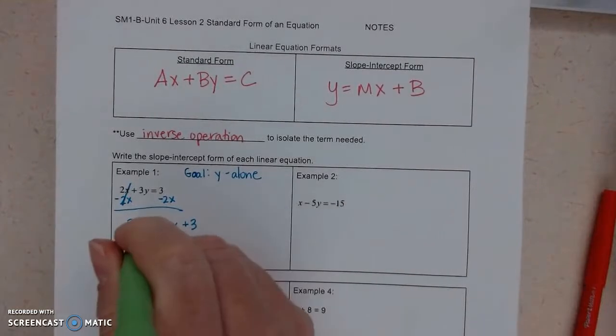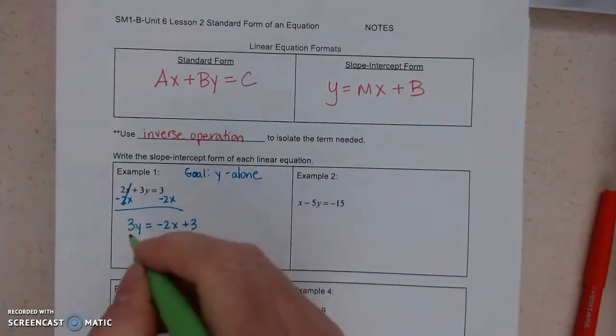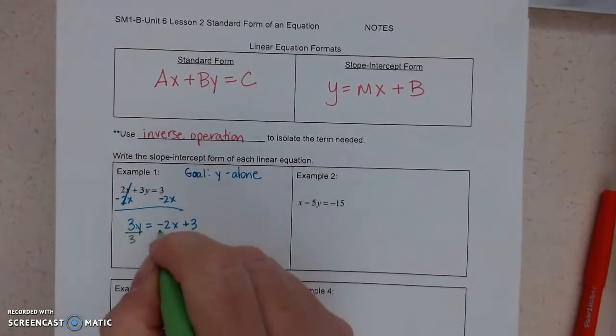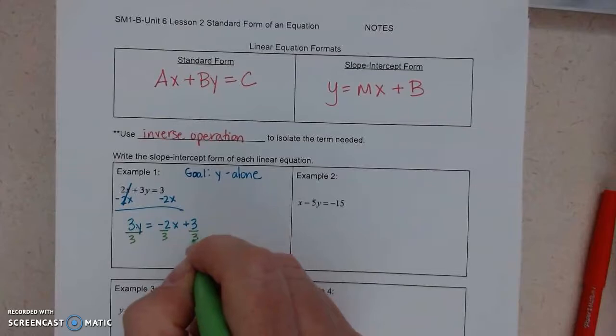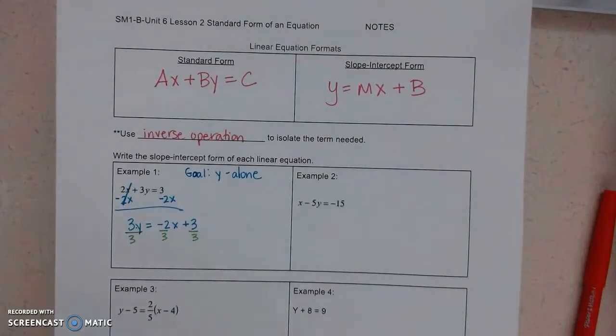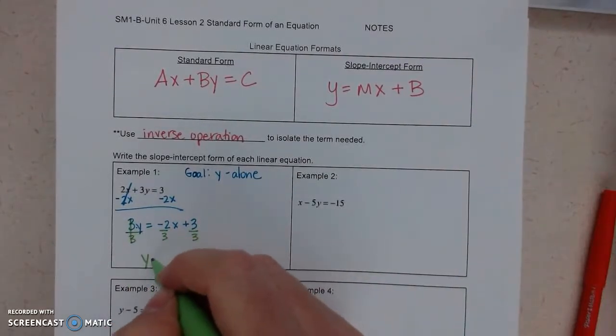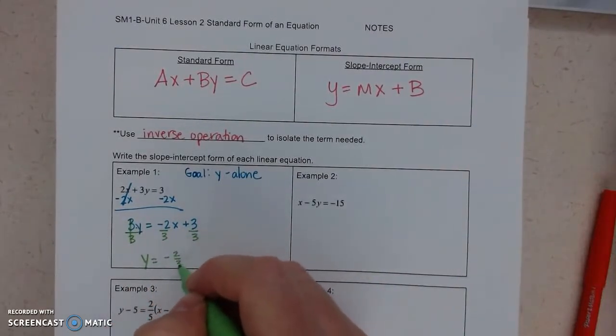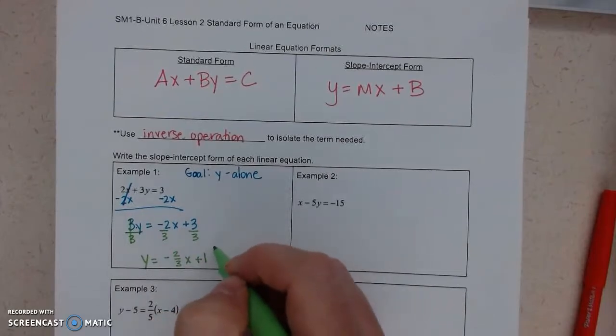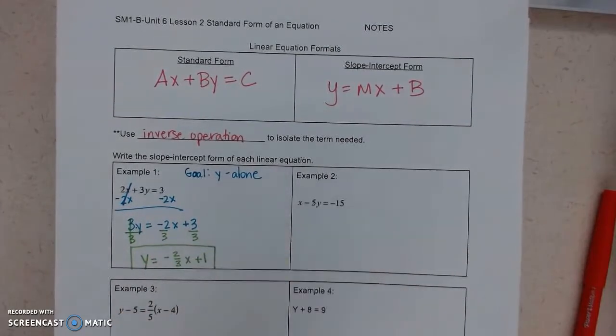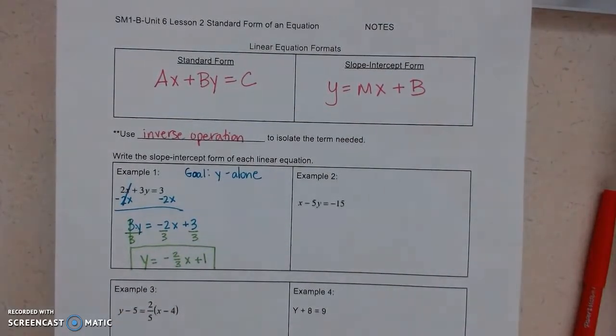Next, the 3 and the y are being multiplied, so the inverse operation is to divide by 3. Now when you divide all terms by 3, you are left with y equals negative 2/3 x plus 1. And you should always simplify your fractions. And now our equation is in slope-intercept form.